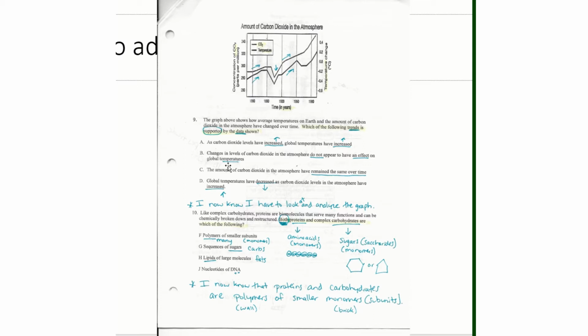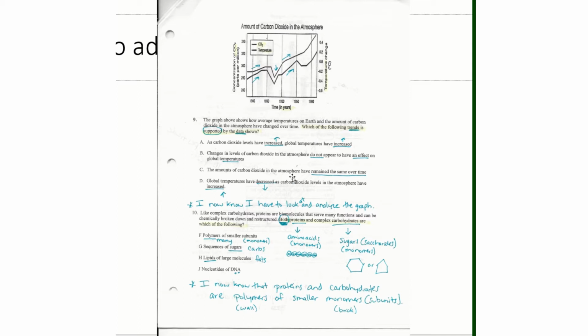Yes, that's your answer. Changes in levels of carbon dioxide in the atmosphere do not have an effect on global temperatures. Notice how I'm underlining what's important here also. What is it telling me? Do not have an effect. Well, if it goes up, does the other one go up? Yeah, it does have an effect on it.